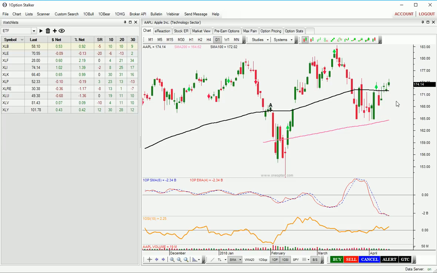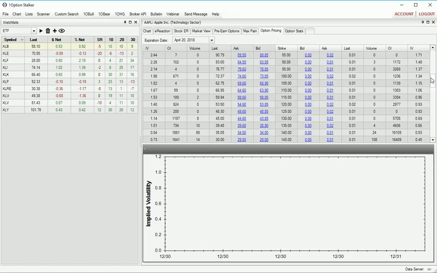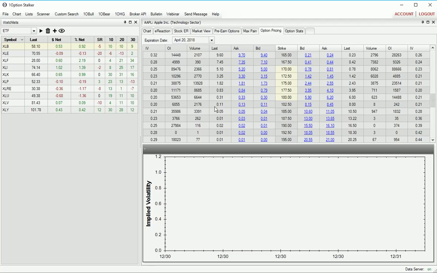Very, very bullish setup. So here I would be looking to lean on that 172 100-day moving average. So I'd probably sell a 172.50, 170 bullish put spread. And I'm going to click on option pricing. And we're in April 20th. So let's scroll down and get to that 172 strike.